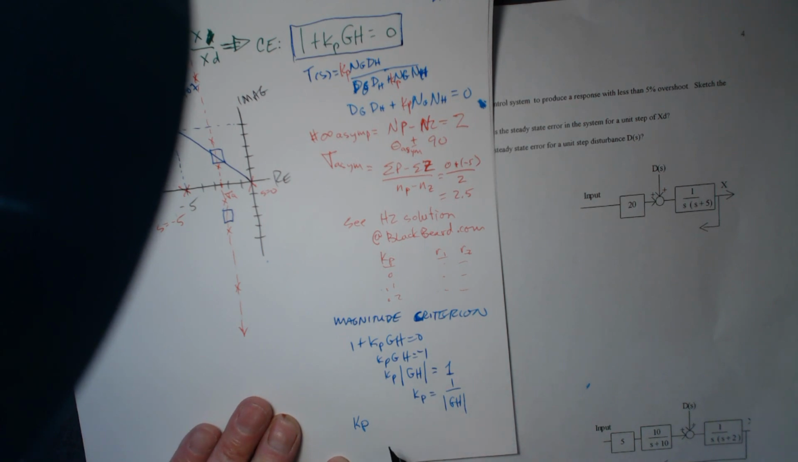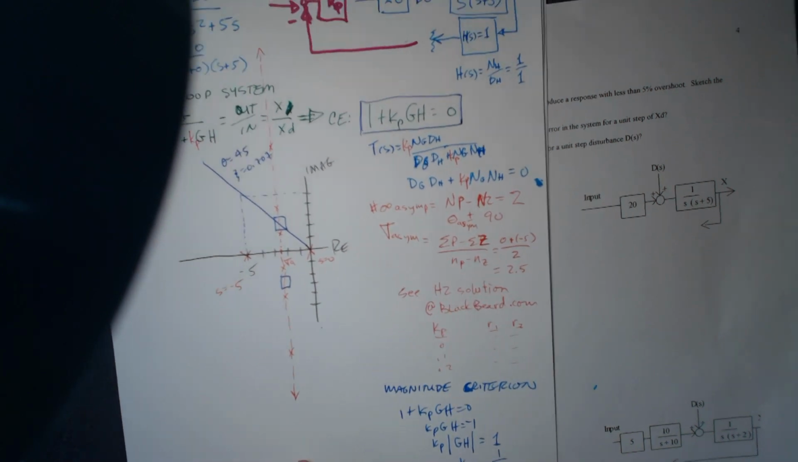I'm just going to write down here Kp is equal to the magnitude of GH, which is the magnitude of s plus 0, the magnitude of s plus 5, and then over 20. That's the magnitude of GH. If you go back up and look at what GH is, you'll see that's what it is. And that's what Kp is.